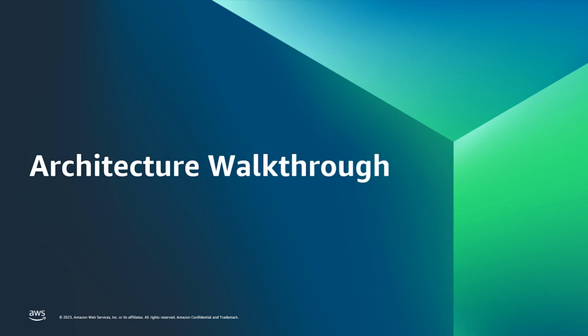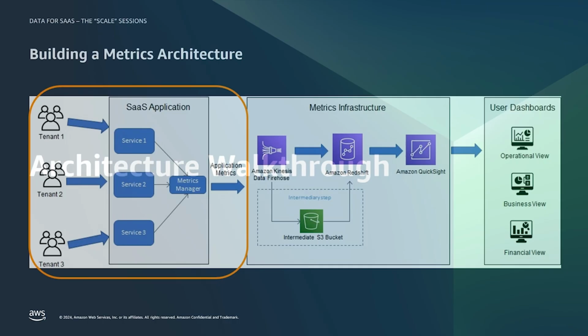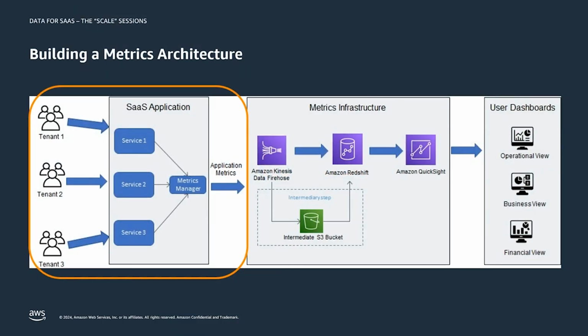So how would we then go about building the metric infrastructure that you've seen on the previous slides? We'll get into a bit of an architecture walkthrough of the blog that I mentioned in the very early part of this presentation. On the left side of the diagram, you'll see that tenants are consuming a SaaS application, and as they consume various features, service 1, 2, and 3, they all have their usage captured by the metrics manager and the publication of a metrics event.